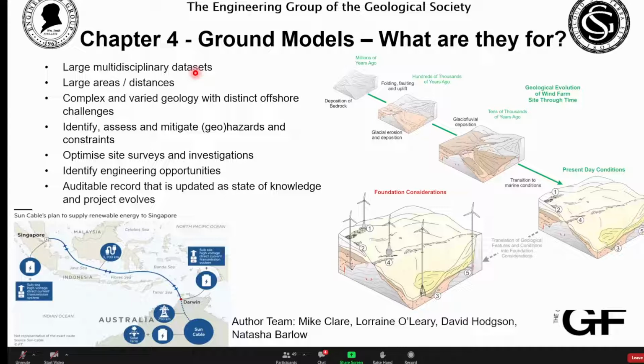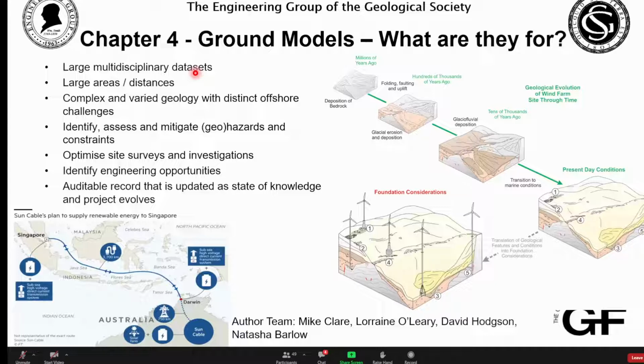So it emphasizes why we need ground models. In part, this is because, particularly for offshore developments, whether it's large, extensive offshore wind farms, complex deep water oil and gas developments, or extremely long distance power or telecoms cables that might span whole ocean basins, we gather large multidisciplinary data sets that are discussed in the subsequent chapters. And how do we deal with them? How do we integrate those data? And how do we integrate the data as they become successively available and our state of knowledge evolves?